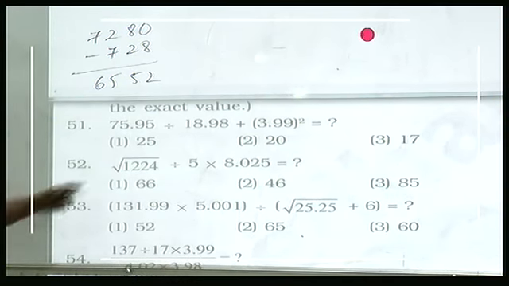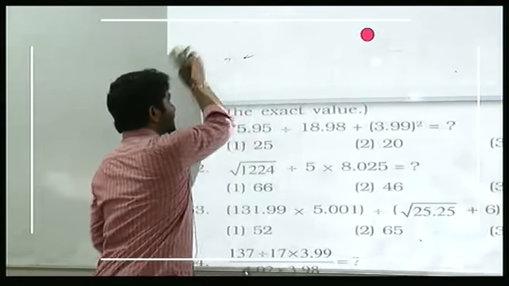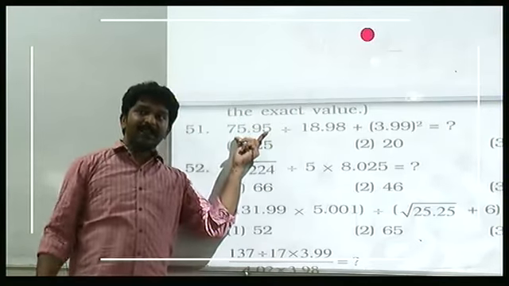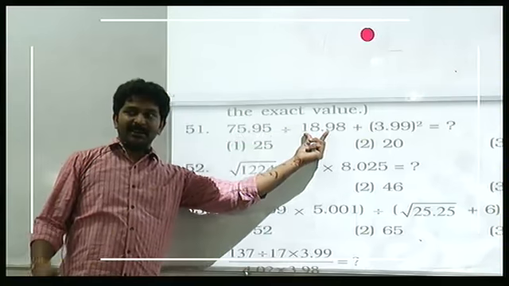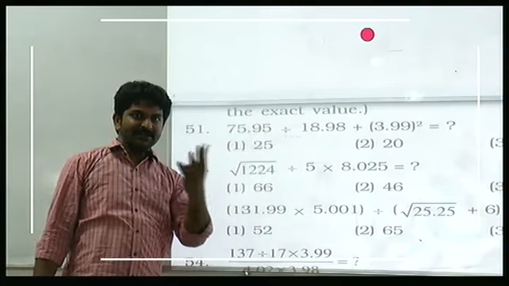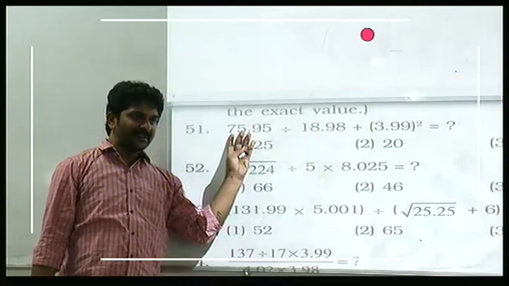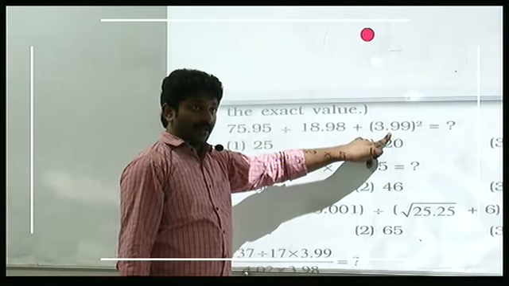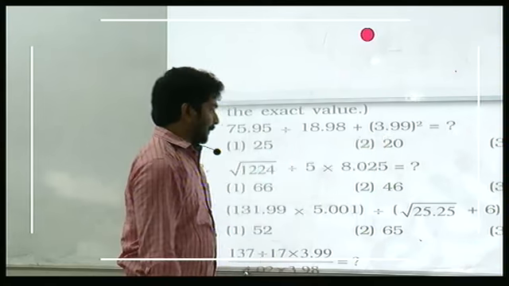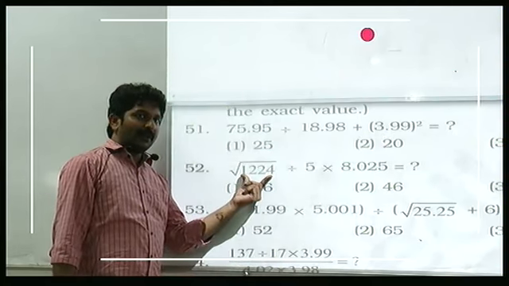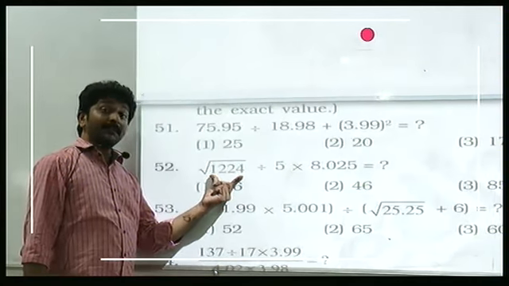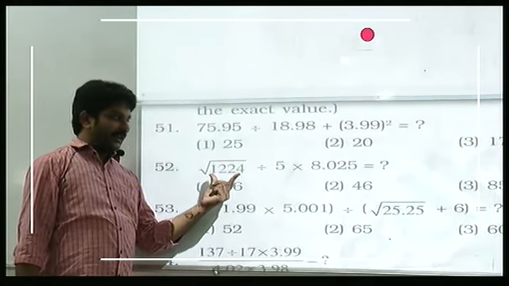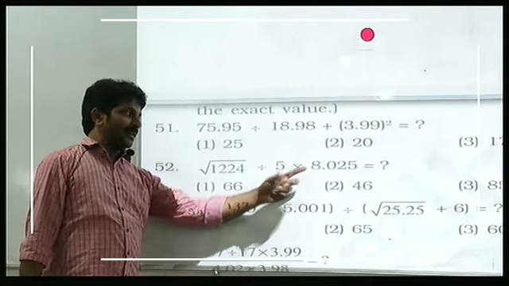76 divided by 19. 76 is near about 80. 19 is near about 20. 80 by 20, in the sense 4 times. 19 4 times only, right? 76. Yes or no? This is 4 and this is 4 square. 16 plus 4, 20. 1225. 35. 35 square, right? 35 divided by 5, 7. 7 8s, 56. Fifth option. What is this?